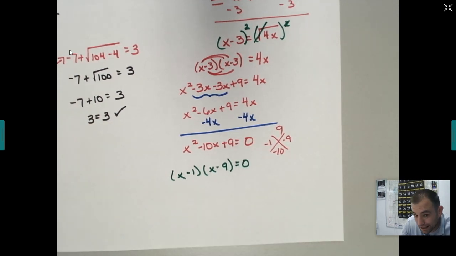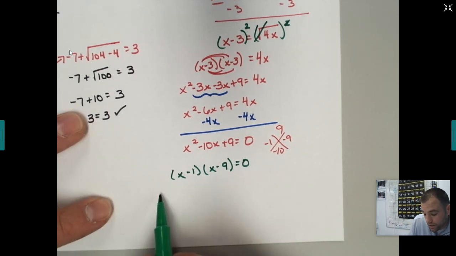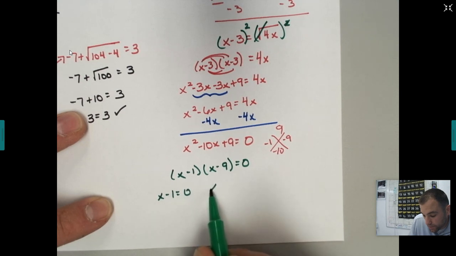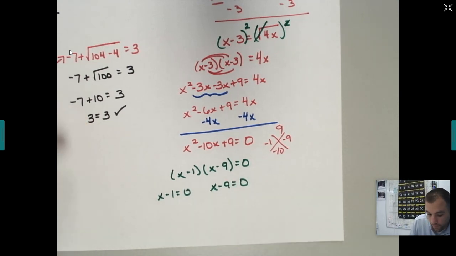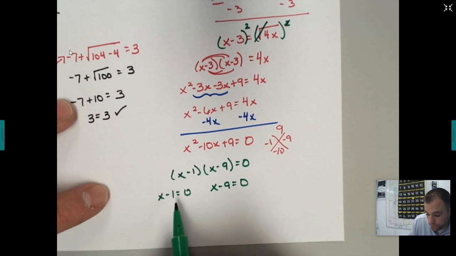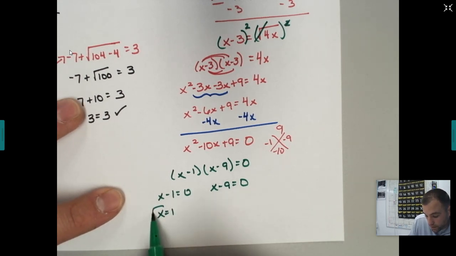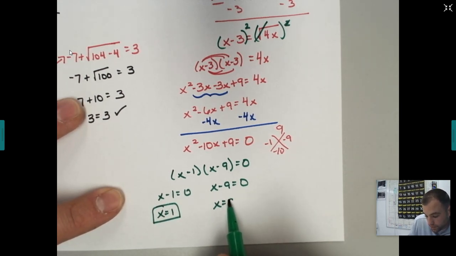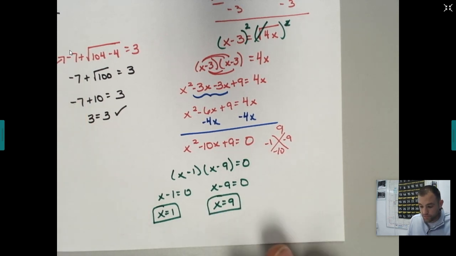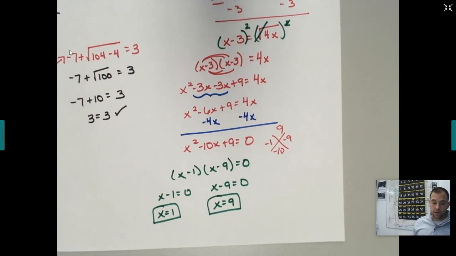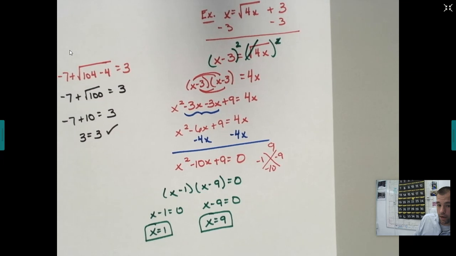But again, we're still not done because my goal is to solve it. So I have to take each one of these and set it equal to 0. I would add 1, so x equals 1 is one possible answer. x equals 9 is another possible answer. So I think 1 and 9 are my answers, right? I think. But I'm not quite sure that they actually work. So we have to check them. I know checking is a pain, but they're not always going to be the right answers.